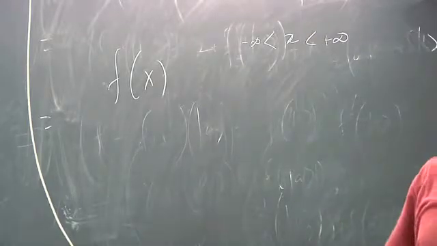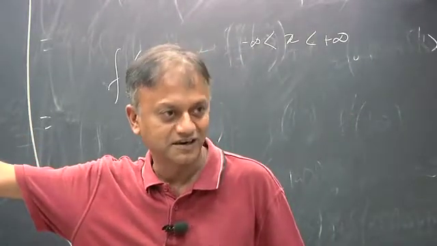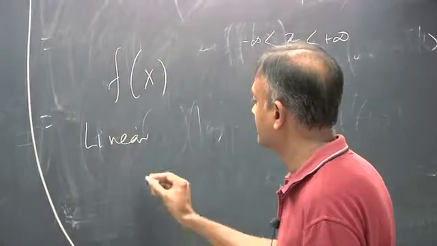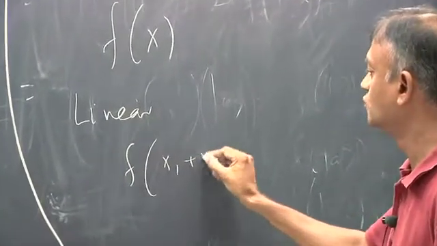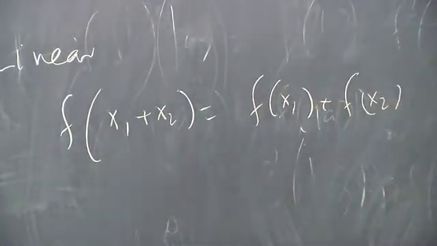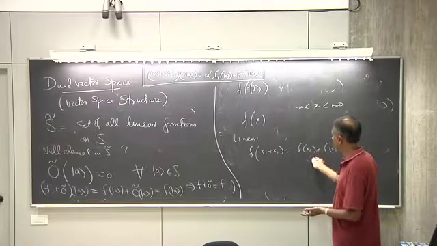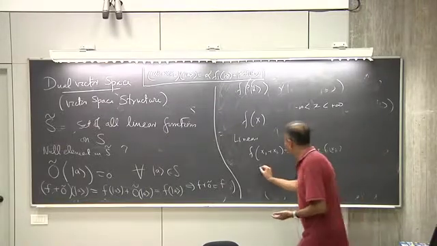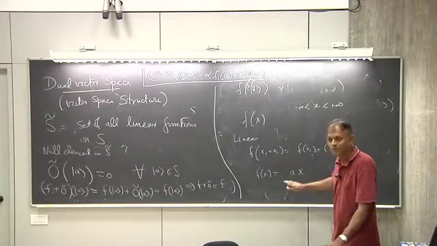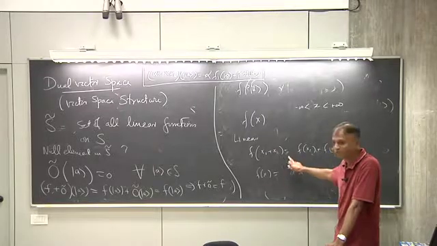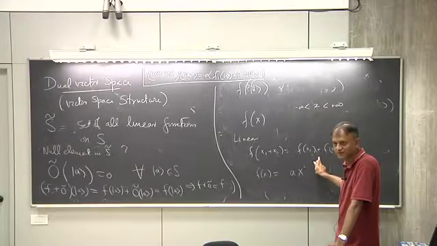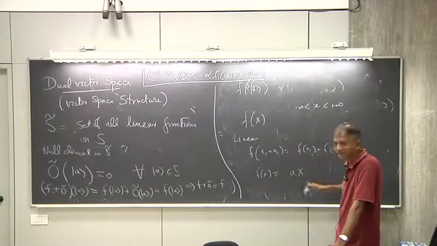But now I'm specializing to linear functions. These are not arbitrary functions. So if f is linear, that means f of x1 plus x2, two numbers, is equal to f of x1 plus f of x2. This condition tells you that the only linear function is f of x equals some number, let's say a times x. That is the only function which satisfies the property. If you take a quadratic, that will not satisfy this equation. It's only a linear function.